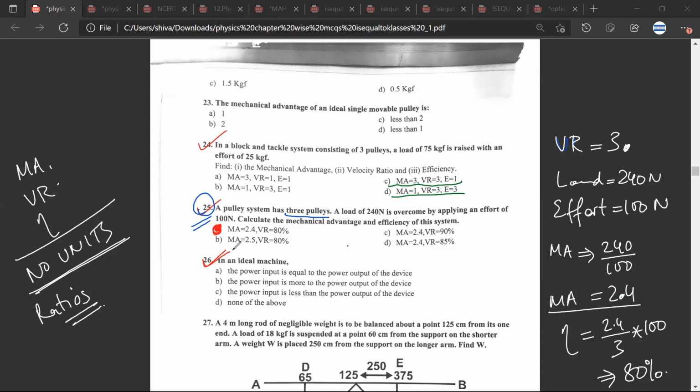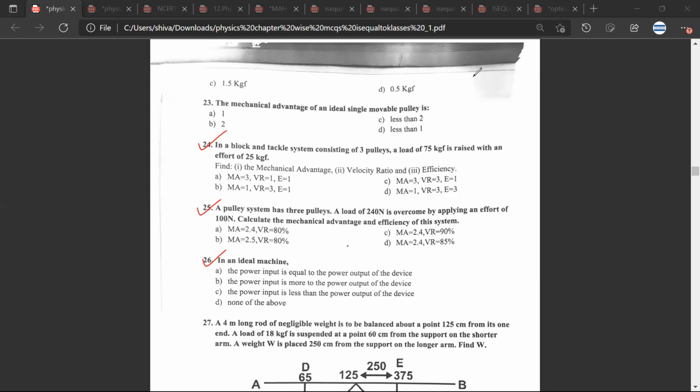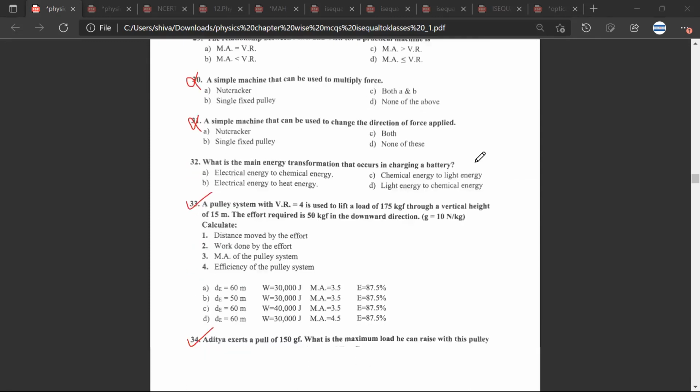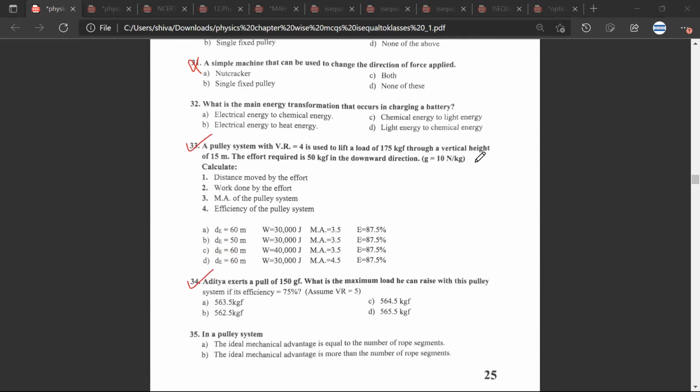Question 26. In an ideal machine, the power input is equal to the power output of the device. So the correct answer would be A. So this is a previous chapter numerical. Let us skip this. Let us jump to, yeah, this is an interesting question.